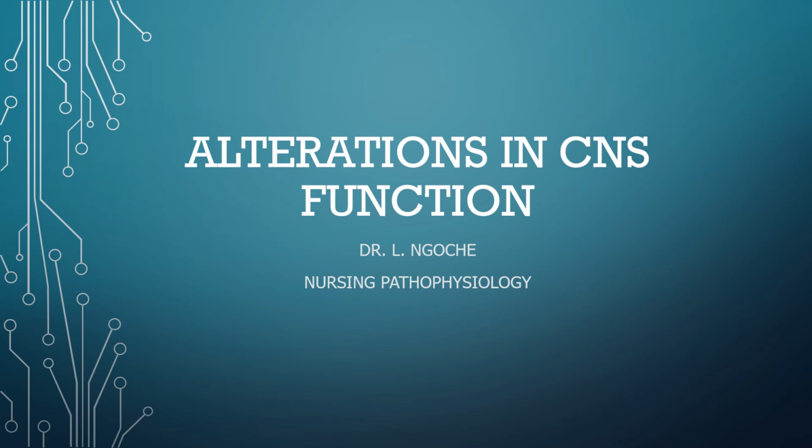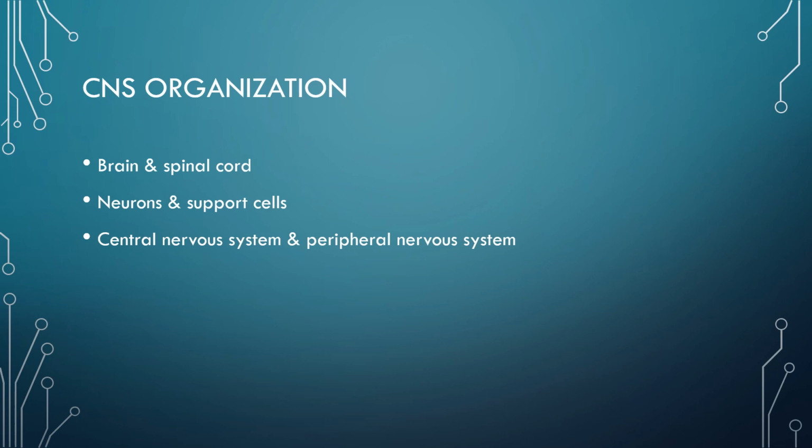We're going to learn about alterations in central nervous system function and some diseases that are represented there. Briefly at the organization of the CNS, and then we'll get into the pathophysiology. But overarching, you have the brain and spinal cord, you have neurons and support cells, and then we look at the central nervous system, which involves the brain, and then the peripheral nervous system, which are those peripheral nerve tracts that travel up to the brain, sending messages.